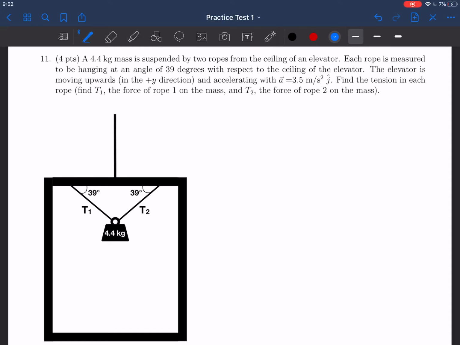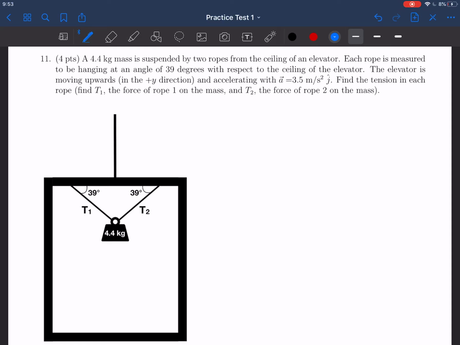A 4.4 kilogram mass is suspended by two ropes from the ceiling of an elevator. Each rope is measured to be hanging at an angle of 39 degrees with respect to the ceiling of the elevator. The elevator is moving upwards in the plus y direction and accelerating with acceleration equal to 3.5 meters per second squared j hat. Find the tension in each rope. Find T1, the force of rope 1 on the mass, and T2, the force of rope 2 on the mass.